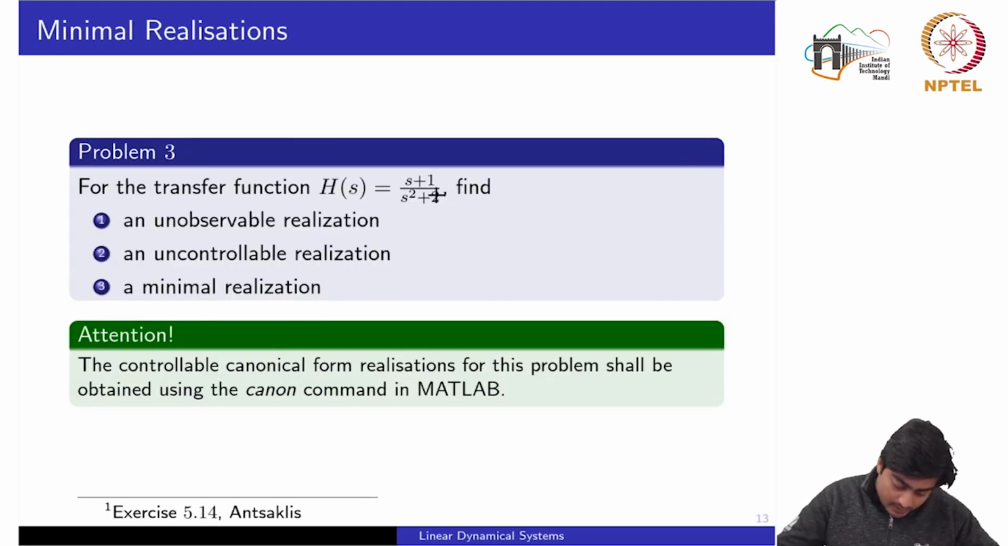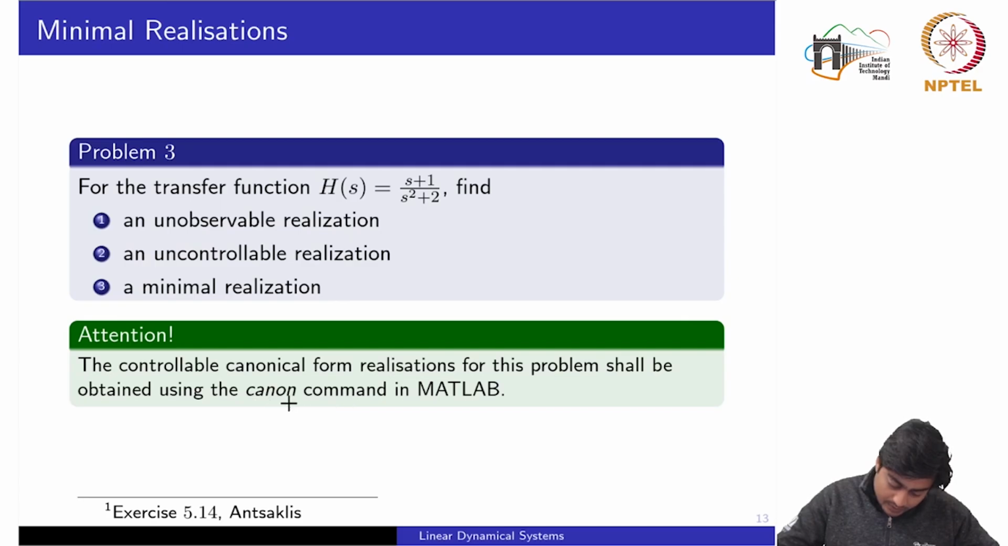The third problem is about the minimal realization. So we are given some transfer function, which is a single input single output transfer function, which is s plus 1 over s square plus 2. So here we want to find three realizations. First one should be unobservable but controllable. Second, uncontrollable but observable. And third, a minimal realization, which is equivalent to saying that that realization is both controllable and observable.